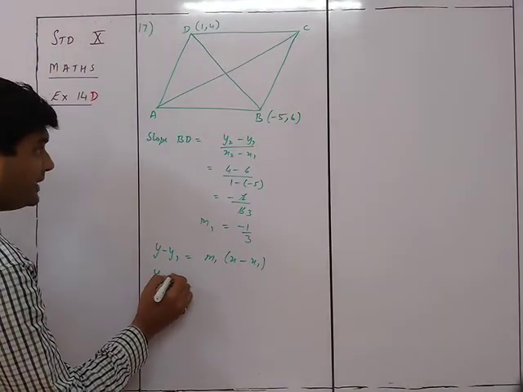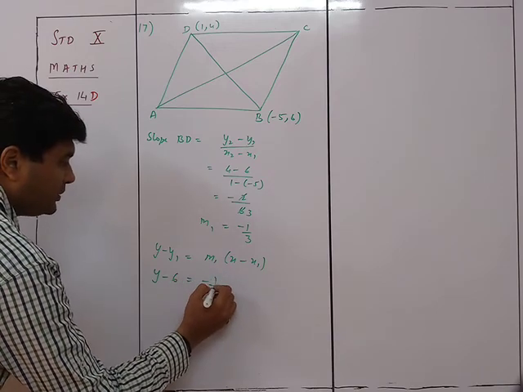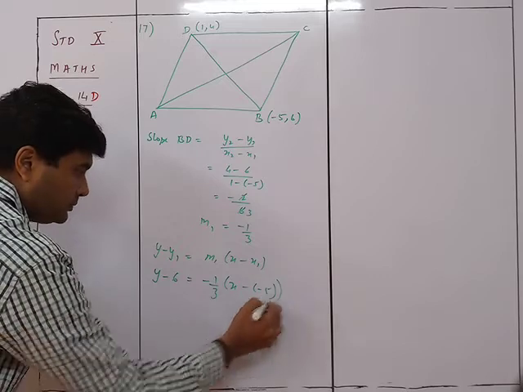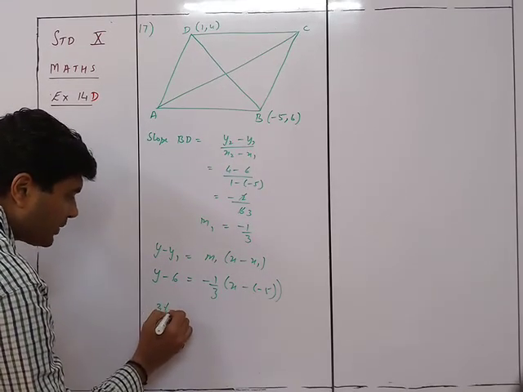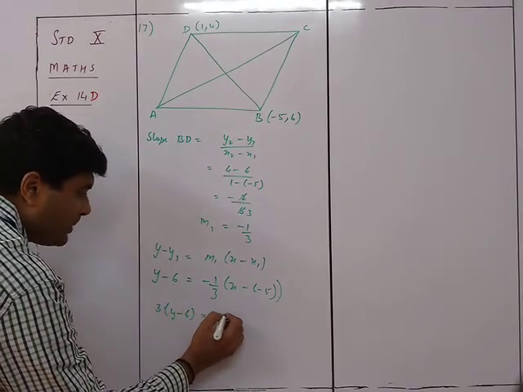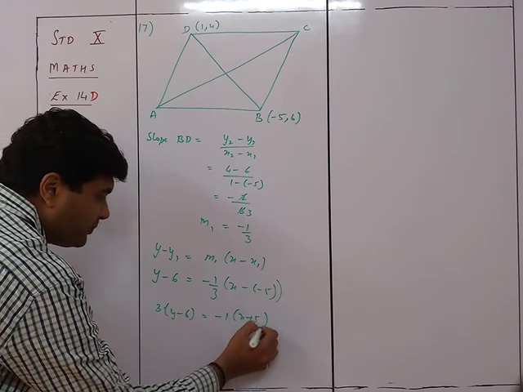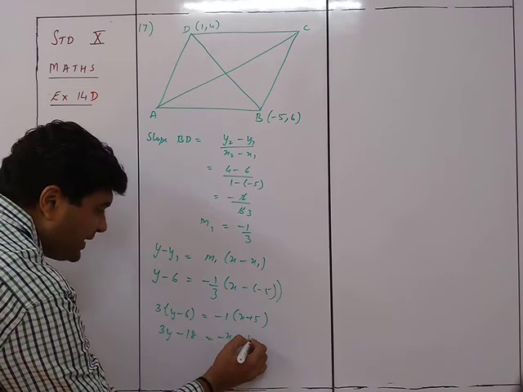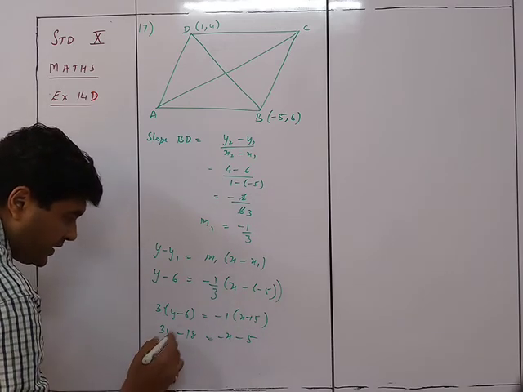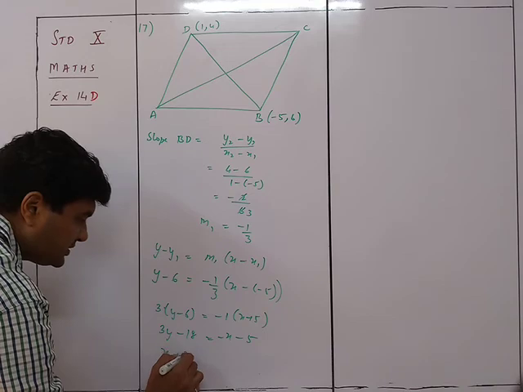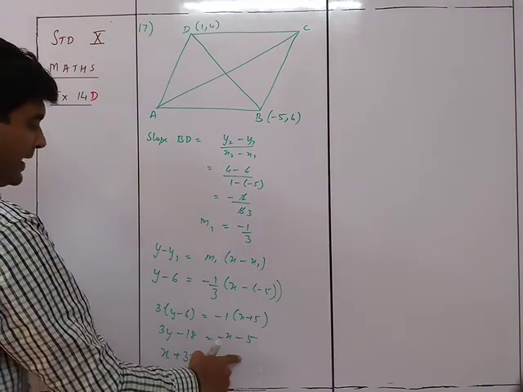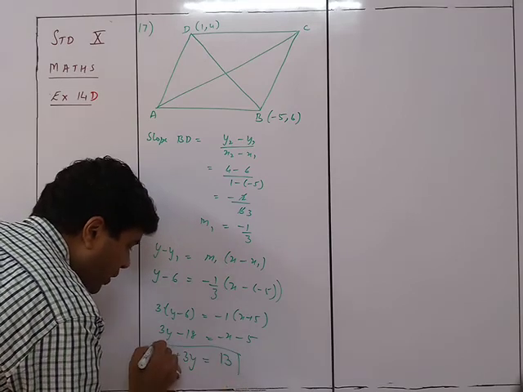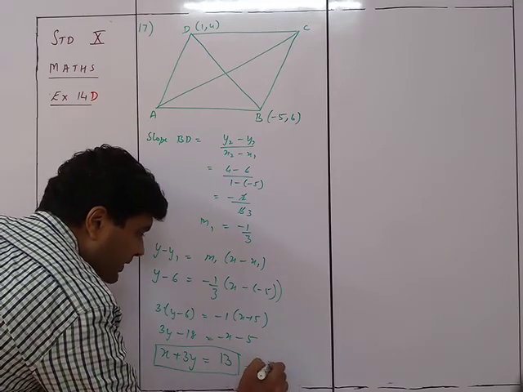So it is y minus 6 equals minus 1 upon 3 times x minus of minus 5. So 3y minus 18 equals minus 1 times x plus 5, which is minus x minus 5. Take x over here and 18 over here. It will be x plus 3y equals minus 5 plus 18, which is 13. So that's the equation of BD.